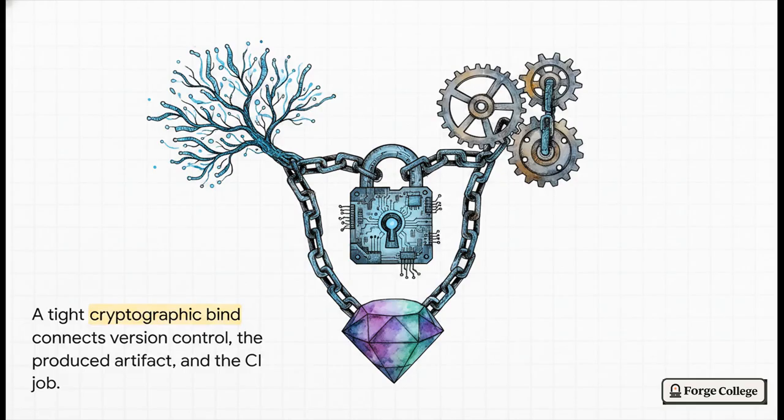It tightly links the source code sitting in your version control, the compiled artifact, and the exact CI job that processed it. Because of this tight link, it's virtually impossible for an attacker to swap in a malicious file midstream without breaking the signature and setting off some blatantly obvious alarms.